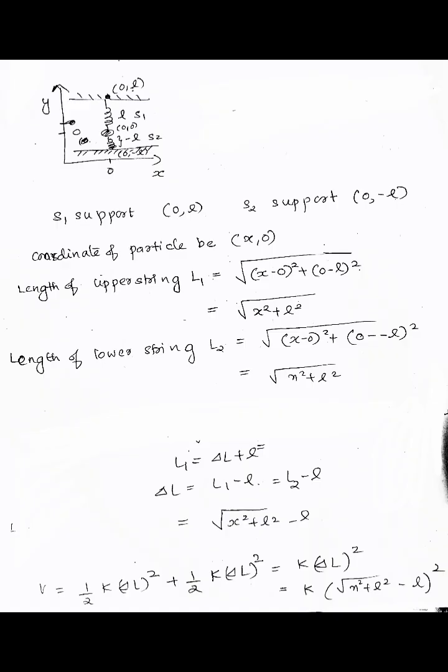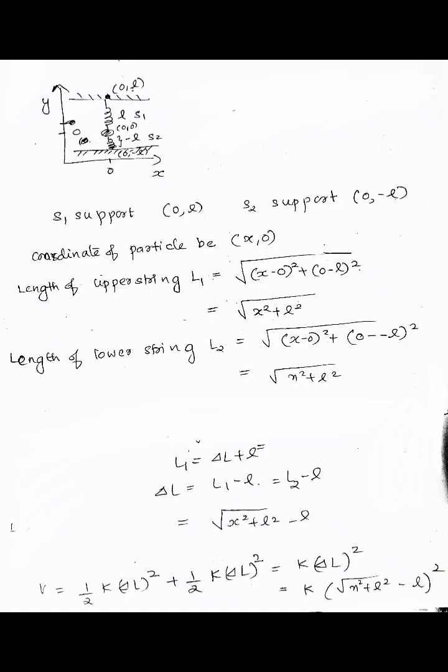So the length of the upper spring L1 is equal to square root over (x minus 0) the whole square plus (0 minus L) the whole square. This is equal to square root over x square plus L square. Then the length of the lower spring L2 is equal to square root over (x minus 0) the whole square plus (0 minus L) the whole square. That is equal to square root over x square plus L square. And here L1 is equal to L plus delta L. Then delta L is equal to L1 minus L, and this is also equal to L2 minus L, and this is equal to square root over x square plus L square minus L.